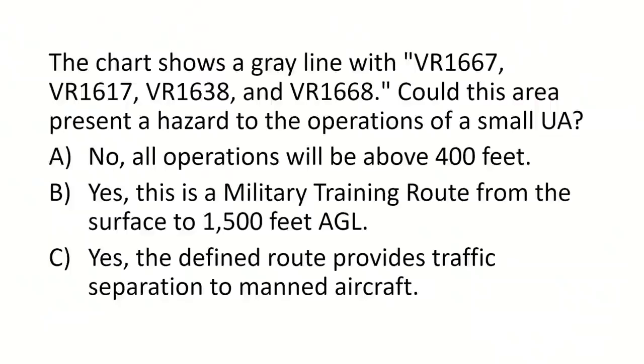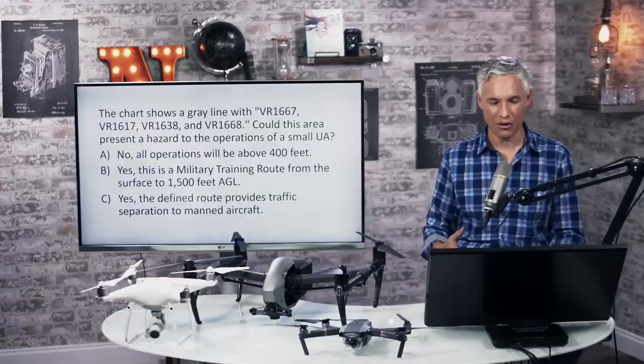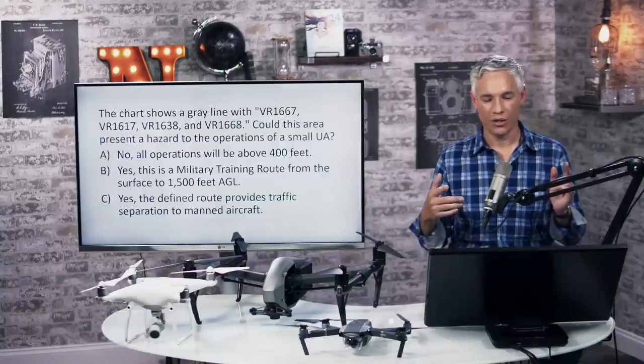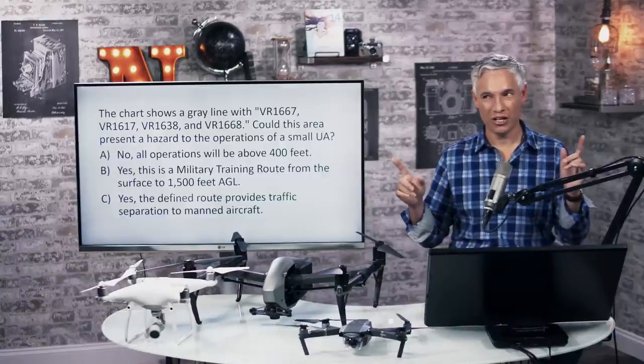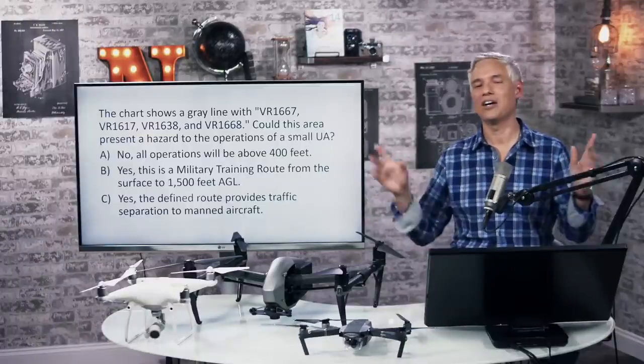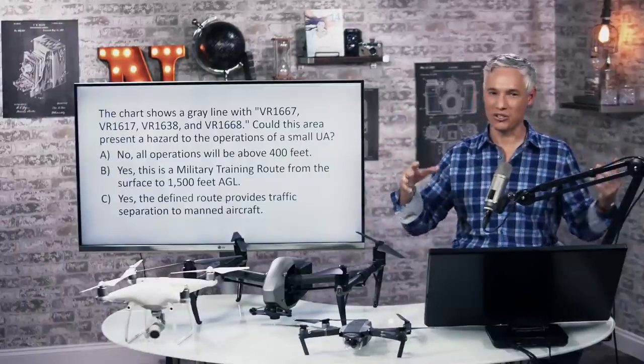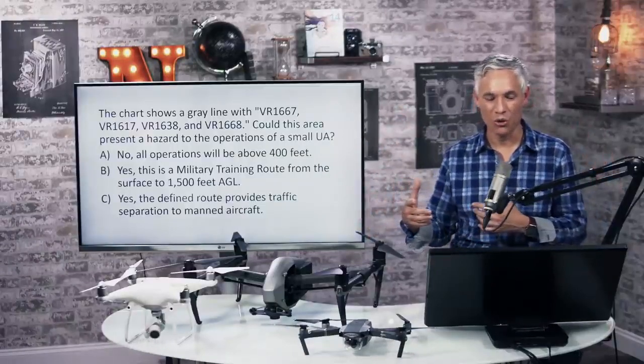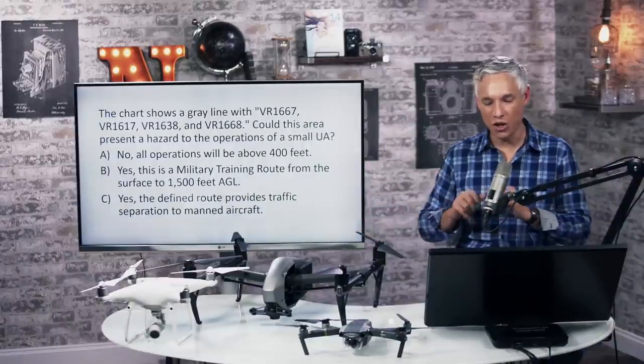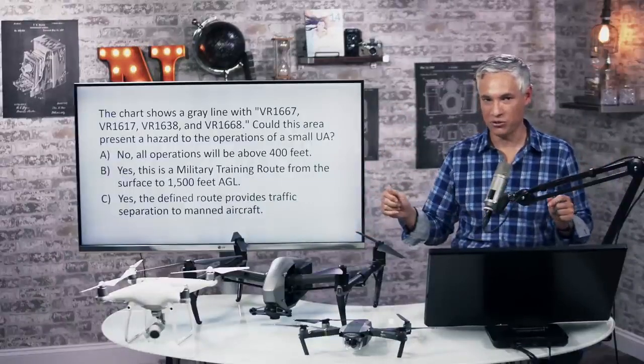The chart shows a gray line with VR 1667, VR 1617, etc. Could this area present a hazard to the operations of a small UA, unmanned aircraft? In general, they're not going to present you a question where the answer would be like, no, you're fine, just do whatever. They're always going to present hazardous situations. So right away, we could pretty much eliminate no as an answer, even if we had no idea what it was talking about.